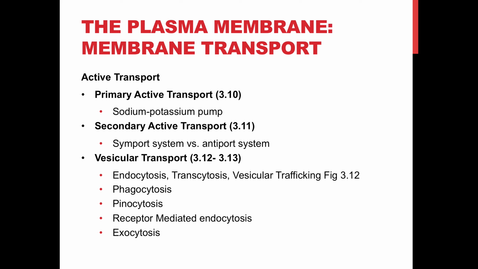Step 2, the vesicle detaches. And step 3, the coat proteins are recycled back into the membrane. So those proteins are recycled. A lot of things in the cell are recycled to be more efficient. The uncoated vesicle then typically fuses with a sorting vesicle called an endosome. So this is another vesicle, and they bind together to make a bigger vesicle, and then they're sorted.